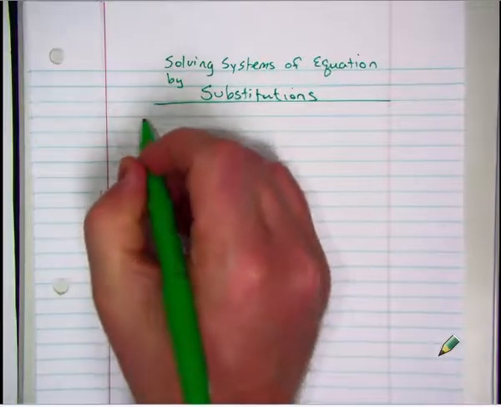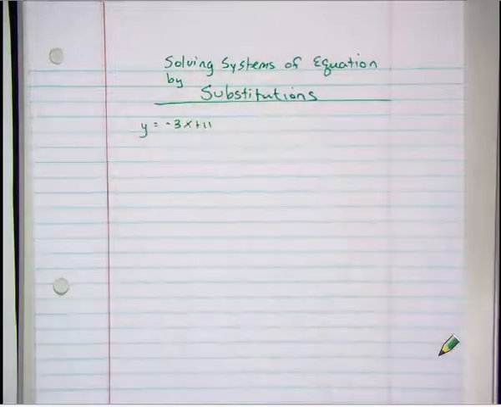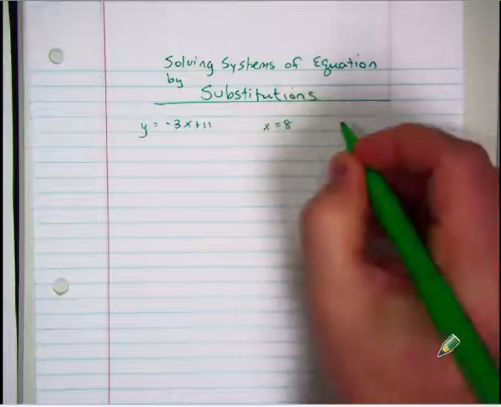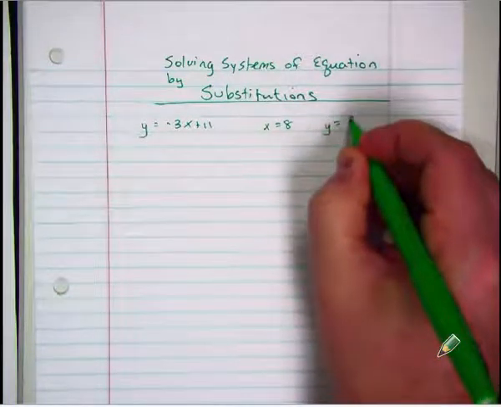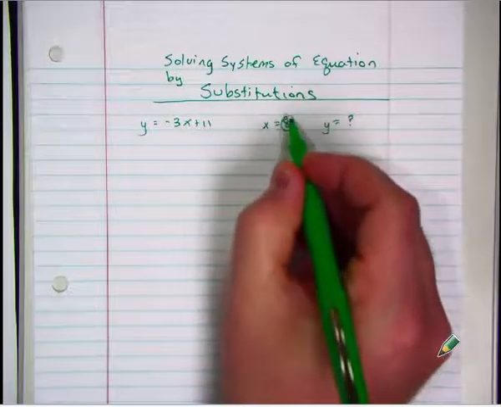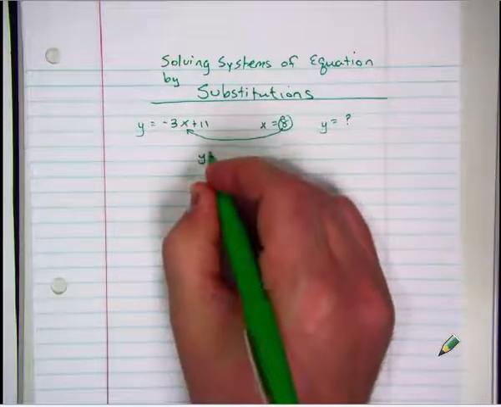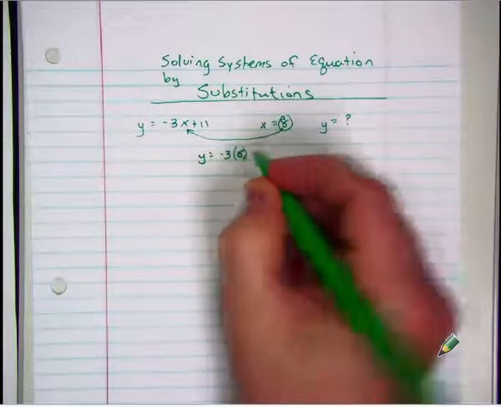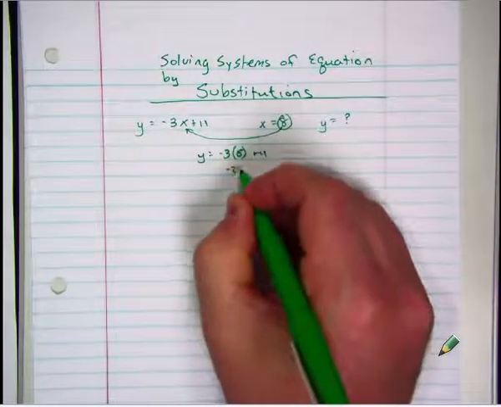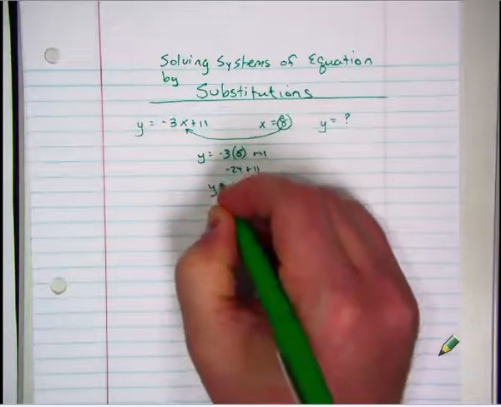Usually, if I give you something like y equals negative 3x plus 11, and then I tell you that x is equal to 8, so we want to figure out the value of y, think about what you would do. You would just take the 8 and substitute it in place of x. So this would be y equals negative 3 times 8 plus 11. We would do the work. Negative 24 plus 11 is negative 13 for y.